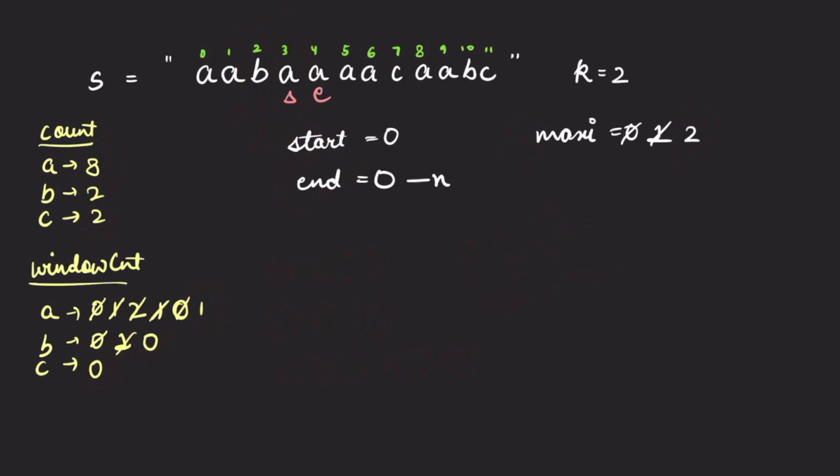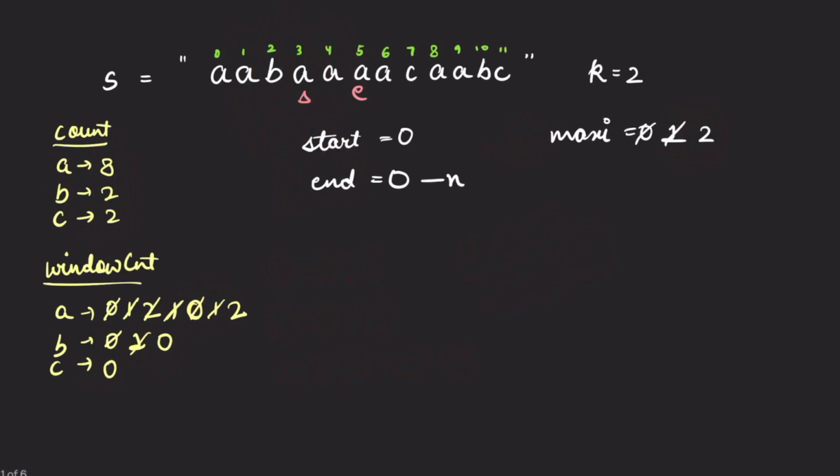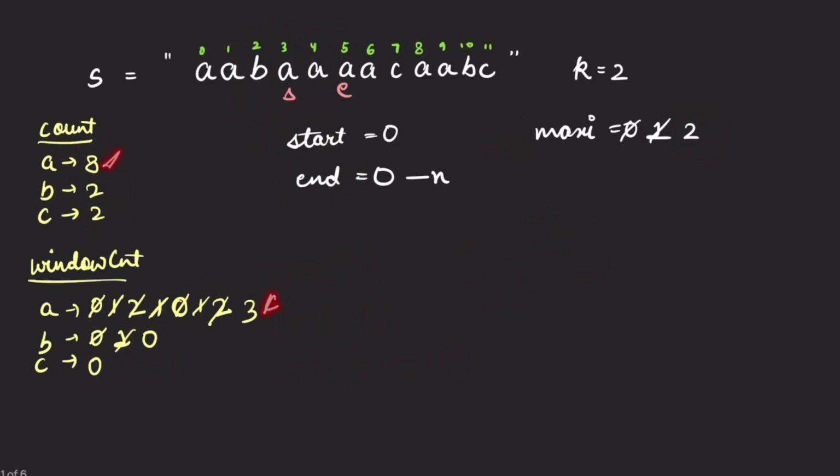Now end has come here, it will become 2. Then you will check the conditions are satisfied, so this will update the maximum, but it is already 2. Then again end will come here. Now the count of A will become 3. Still it is satisfying our conditions, so it will update the maximum. Now the length of the window is 3, so maximum will be updated to 3. And again we will move our end forward. The count of A will become 4. Still it is satisfying the condition, so this is also one of the possible windows. Its length is 4, so maximum will be updated to 4.